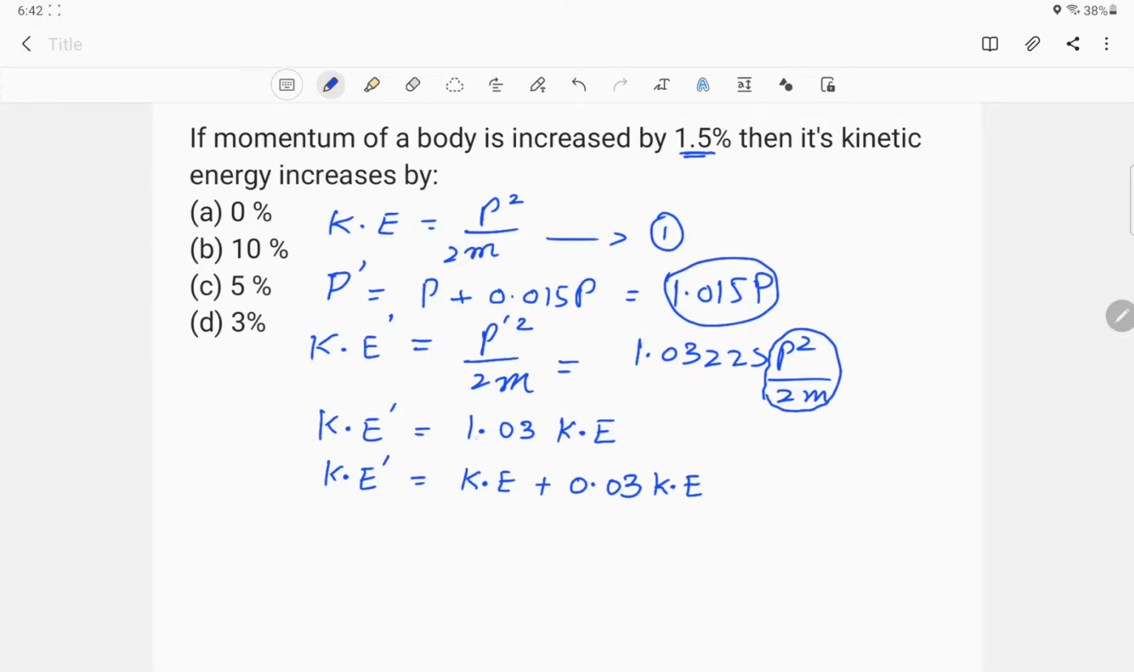We have divided this into two parts. Now this is final, this is initial, and we can get delta KE, that will be equal to 0.03 KE. And now we have to determine the percentage. So dividing the change by the original and multiplying by 100, we will get the percent change, and that will correspond to 3%. So the correct answer is D.